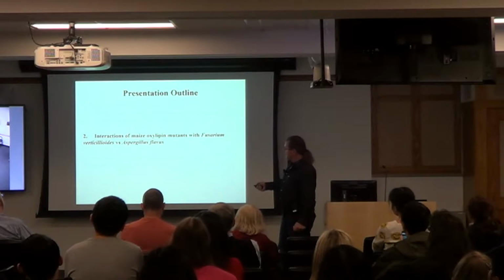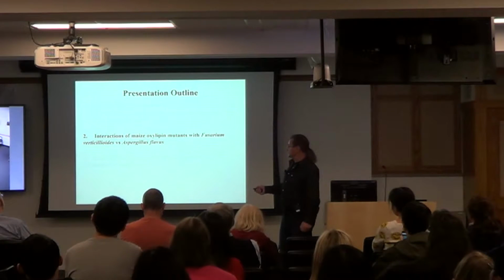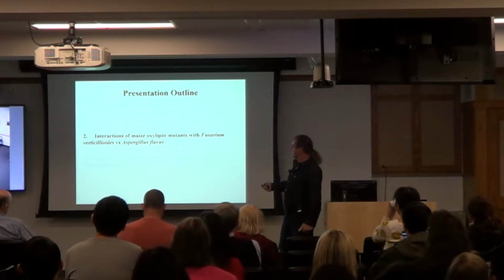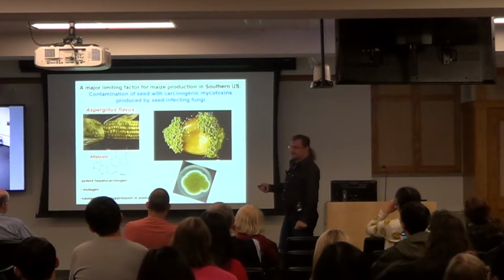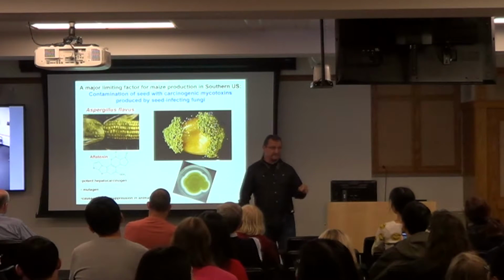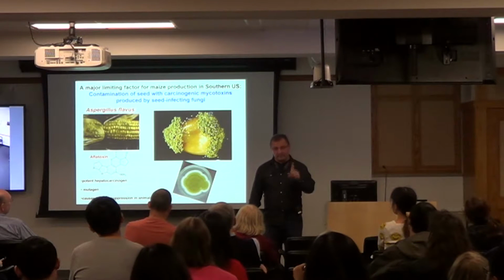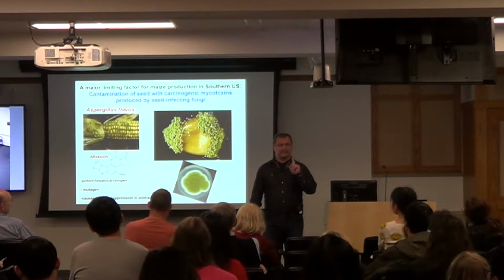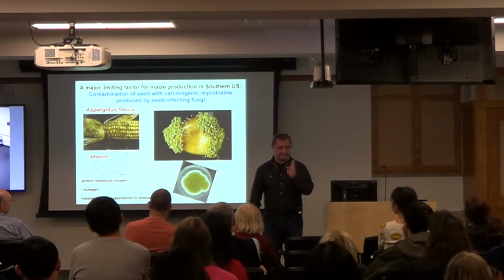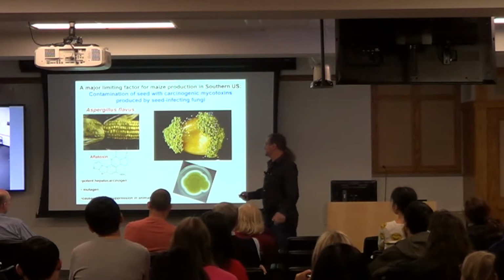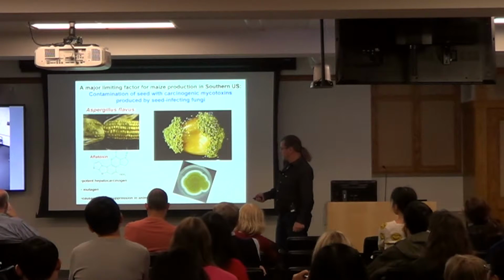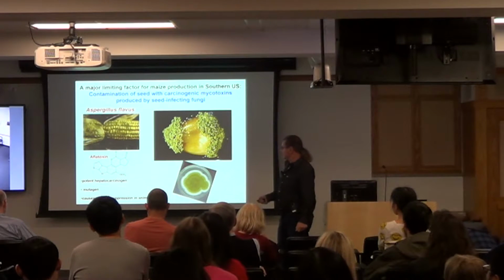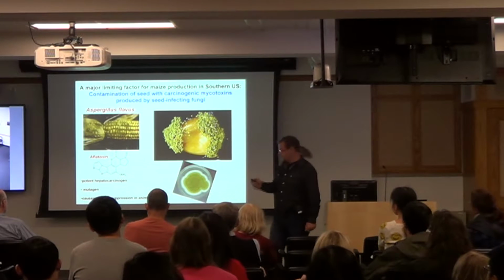So let me tell you what we have found so far about the function of lipoxygenases in maize interactions with Fusarium verticillioides and Aspergillus flavus. Aspergillus flavus produces a potent carcinogen. In fact, aflatoxin is number 1, the most potent carcinogen produced naturally by microbes. It causes cancer development in the liver. It's a mutagen, and it also causes immunosuppression in animals.